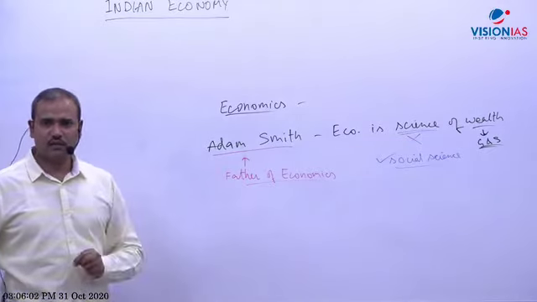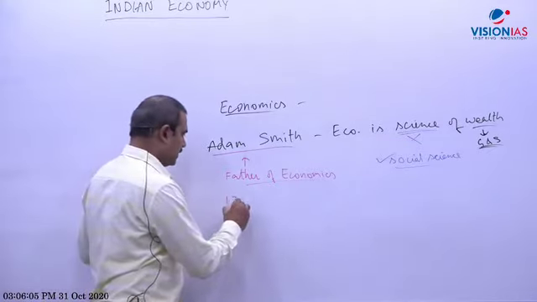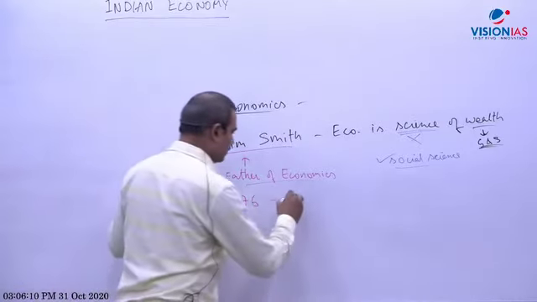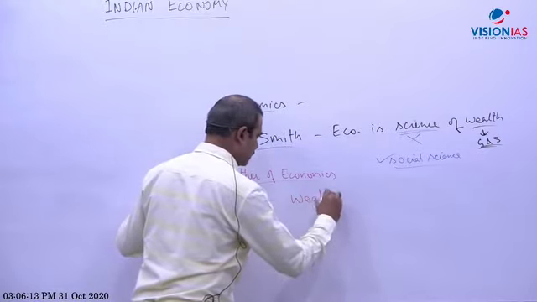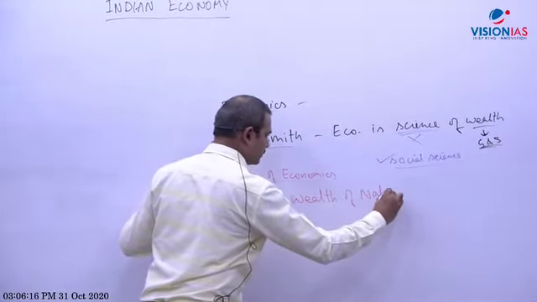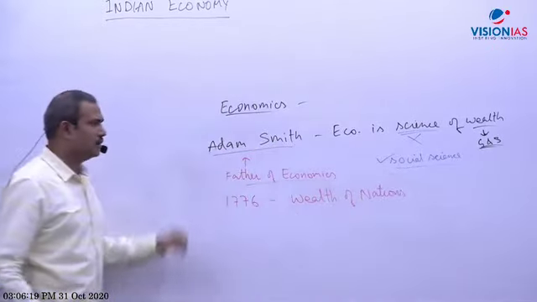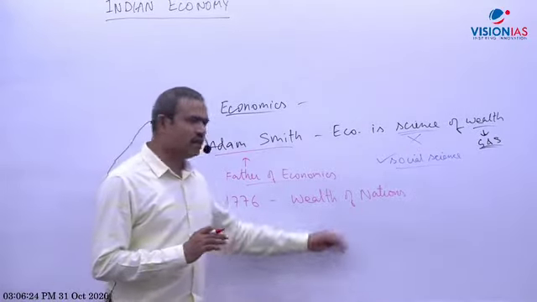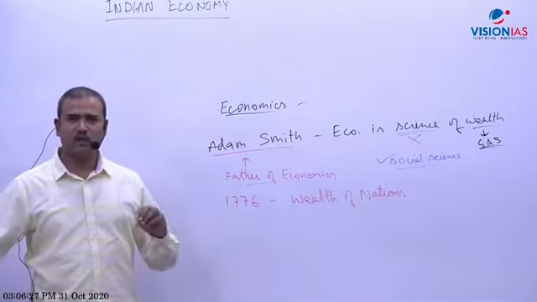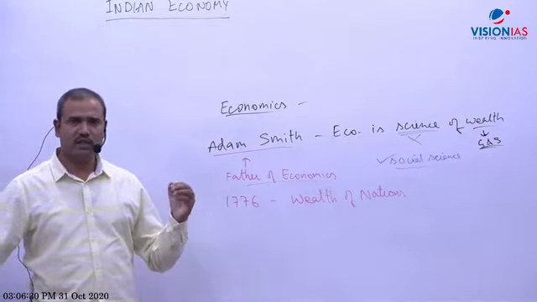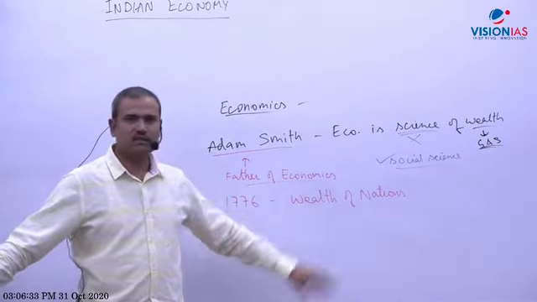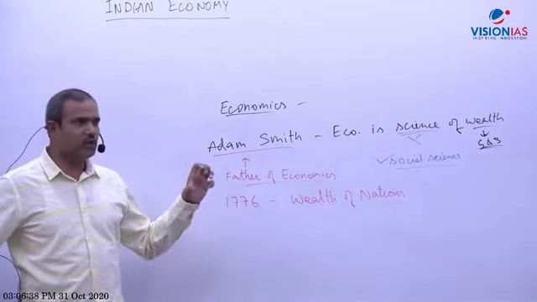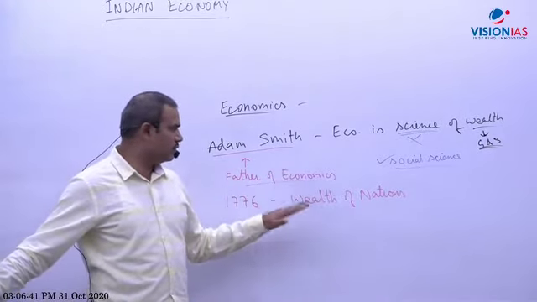Why is he regarded as the father of economics? In 1776 he wrote a book. Which book? Wealth of Nations. Although the full name was too long: An Inquiry into the Nature and the Causes of the Wealth of Nations. But it is usually called Wealth of Nations.